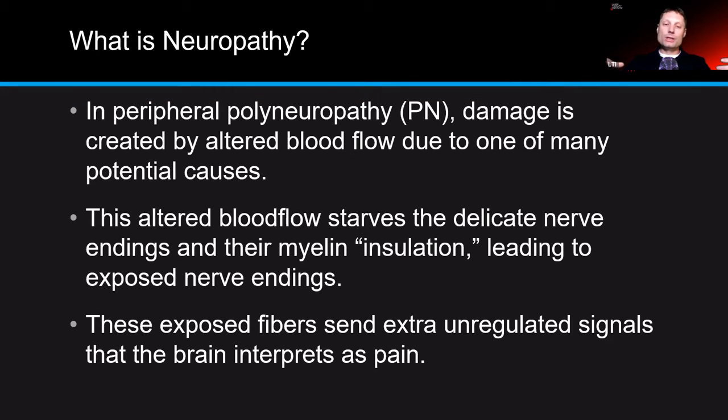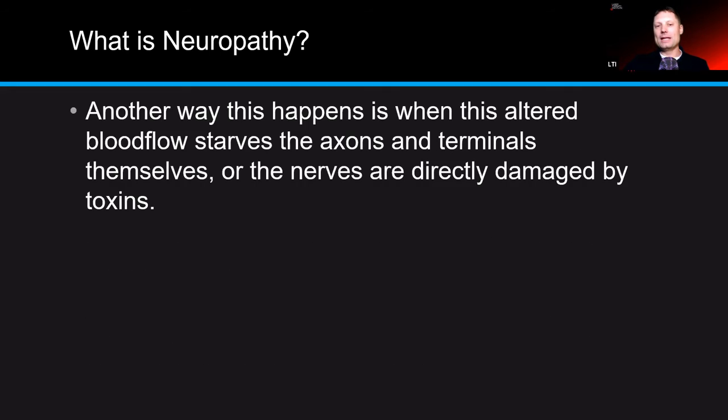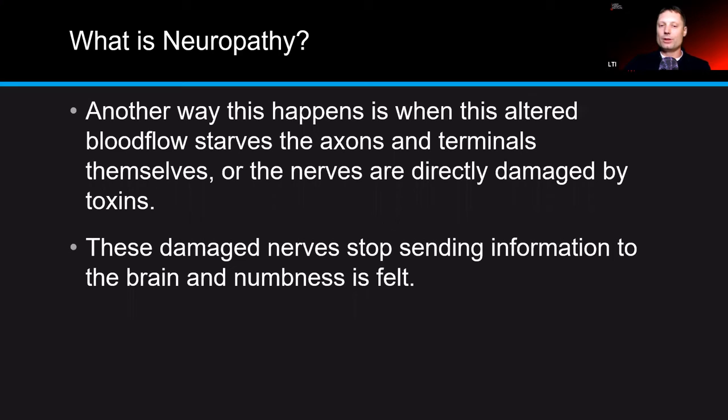So once those exposed fibers, you've got the damaged myelin sheath, you've got damaged nerve axons, even those can start sending unregulated signals to the brain. Brain will interpret that as pain. And another way that this can happen is when this altered blood flow starves the axons themselves, kind of bypasses the myelin sheath. And then what happens, instead of that extra signaling, the nerves just stop sending signals. So that's when you have numbness as a part of this. So a couple different ways that these polyneuropathies can damage the nerves.